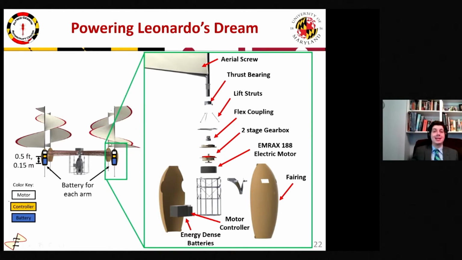Each nacelle contains an individual power plant for each rotor in order to avoid the extra weight of running high voltage and current power cables along each arm. The electric motor lies in line with the two-stage gearbox and transmits power up to the rotor.